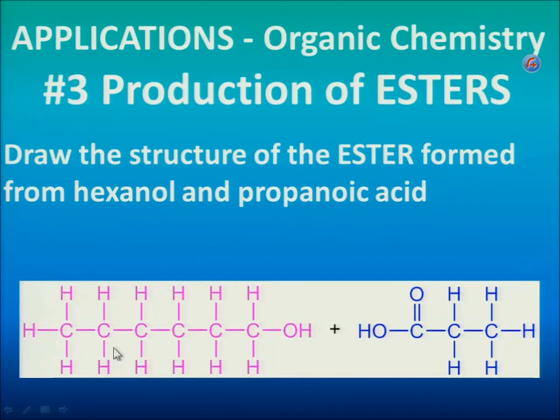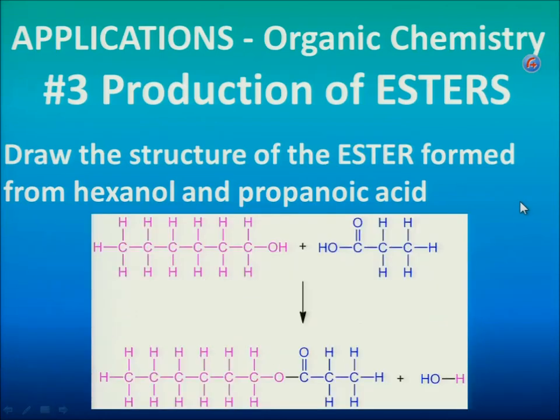Here is hexanol, 1, 2, 3, 4, 5, 6 carbons, and propanoic acid, 1, 2, 3 carbons and a hydroxy group. Now we're going to paste them together. That carbon to the oxygen of the alcohol, and we are taking out that hydrogen and the OH to give you water. So there you have it. Paste it together and the water on the side.